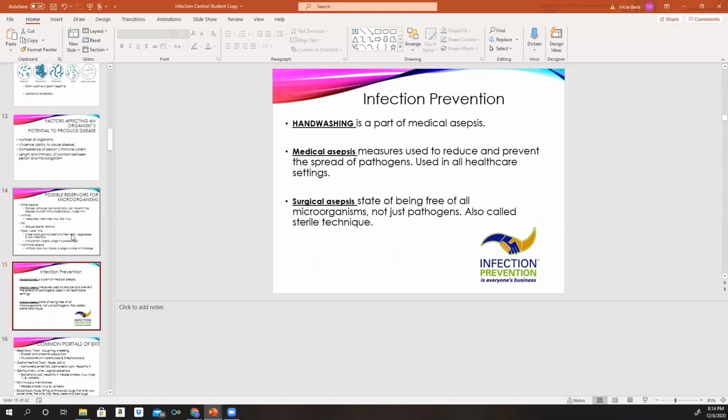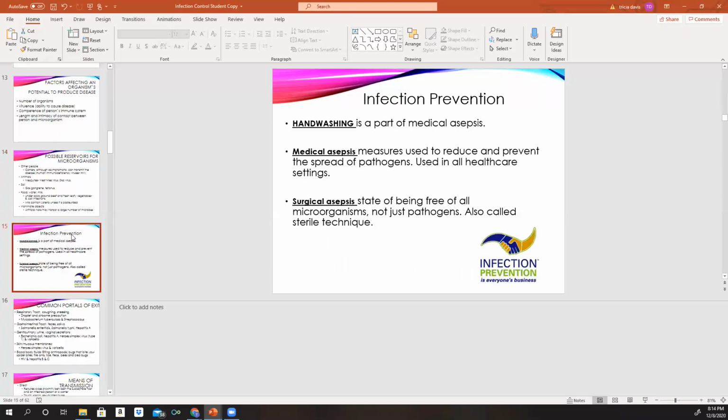All right, so infection prevention. How can we prevent infection? Hand washing, hand washing, hand washing. I cannot stress that enough. So much can be prevented with just washing our hands. Hand washing is a part of medical asepsis. Medical asepsis is the measures that we use to reduce and prevent the spread of pathogens, and we use it in all healthcare settings. Then we have surgical asepsis, which is the state of being free of all microorganisms, not just pathogens. We call this the sterile technique, and we'll talk a little bit more about that later.